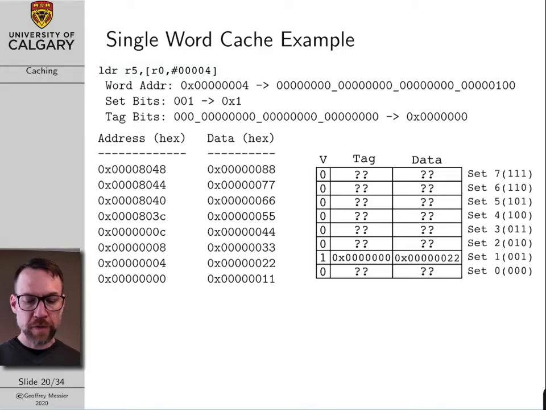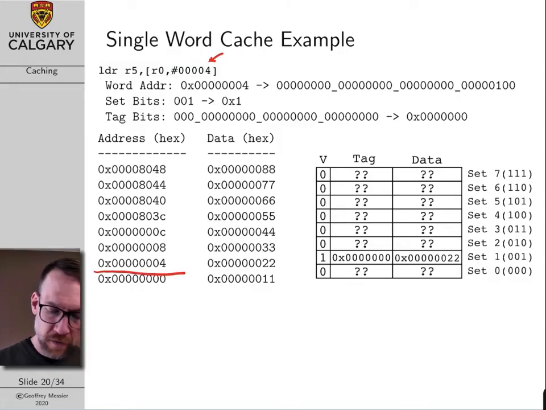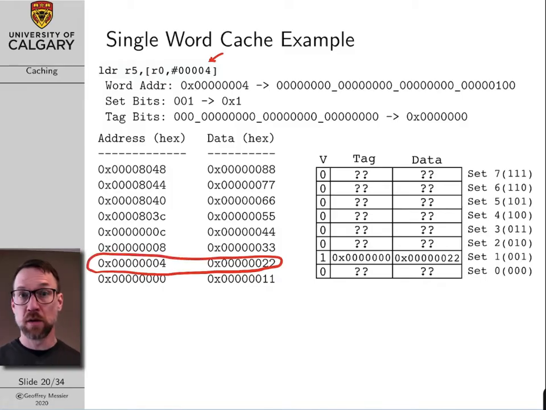So the first thing we need to figure out is what main memory address we are accessing. For our load word command, we've got a base address of 0 and an offset of 4. This is the location in main memory that we are loading with our load word command. This is the main memory address.